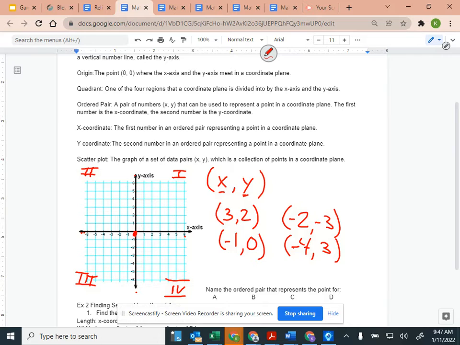when you graph those, we have 3, 2, I go over to my x, and then up to the y, then I do -2 for the x, -3 is the y, -1 is the x, 0 is the y, -4 is the x, +3 is the y. That's our scatter plot. That's just graphing those coordinate pairs.